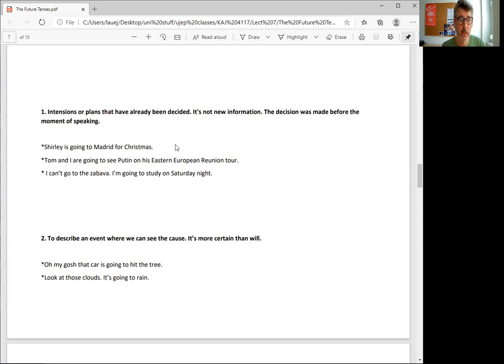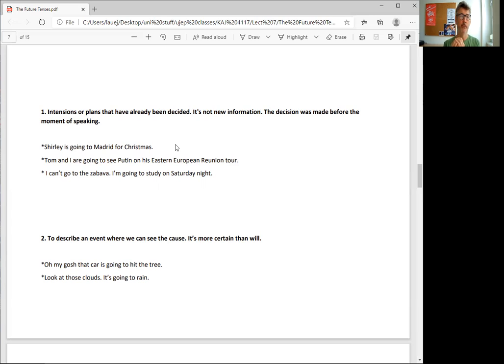"I'm going to study on Saturday night because I have a big test on Monday and I'm not going out. I'm not going to party this weekend." I want to keep my brain fresh, so I'm not going to the Zabava, all right, even though I want to. So I know this already. This is not something I'm deciding right now.